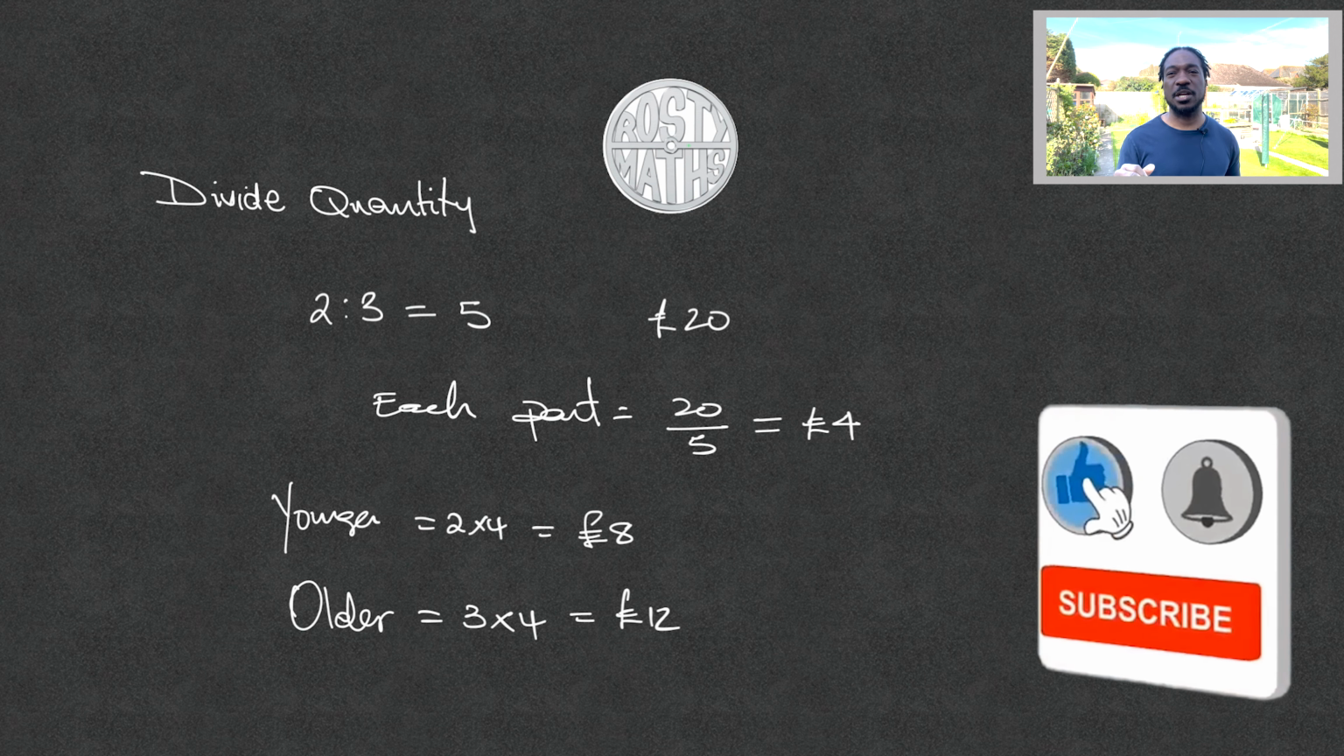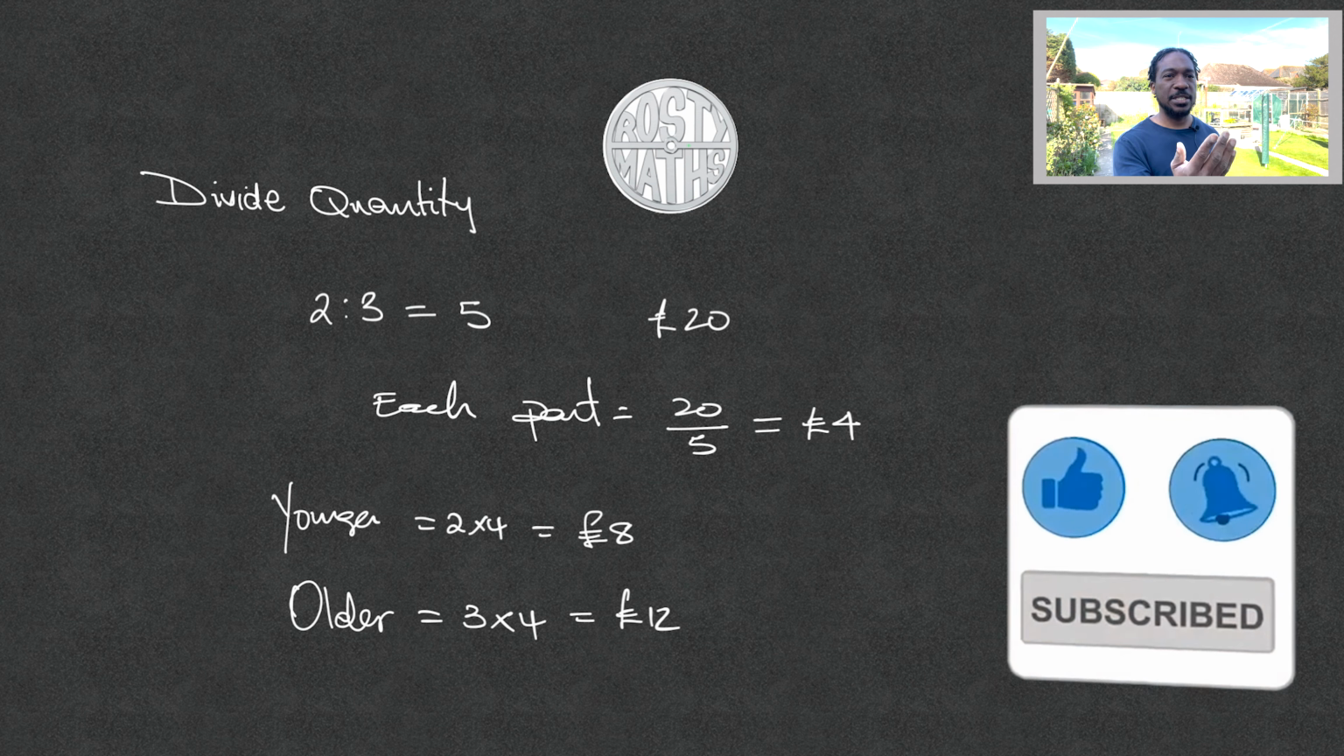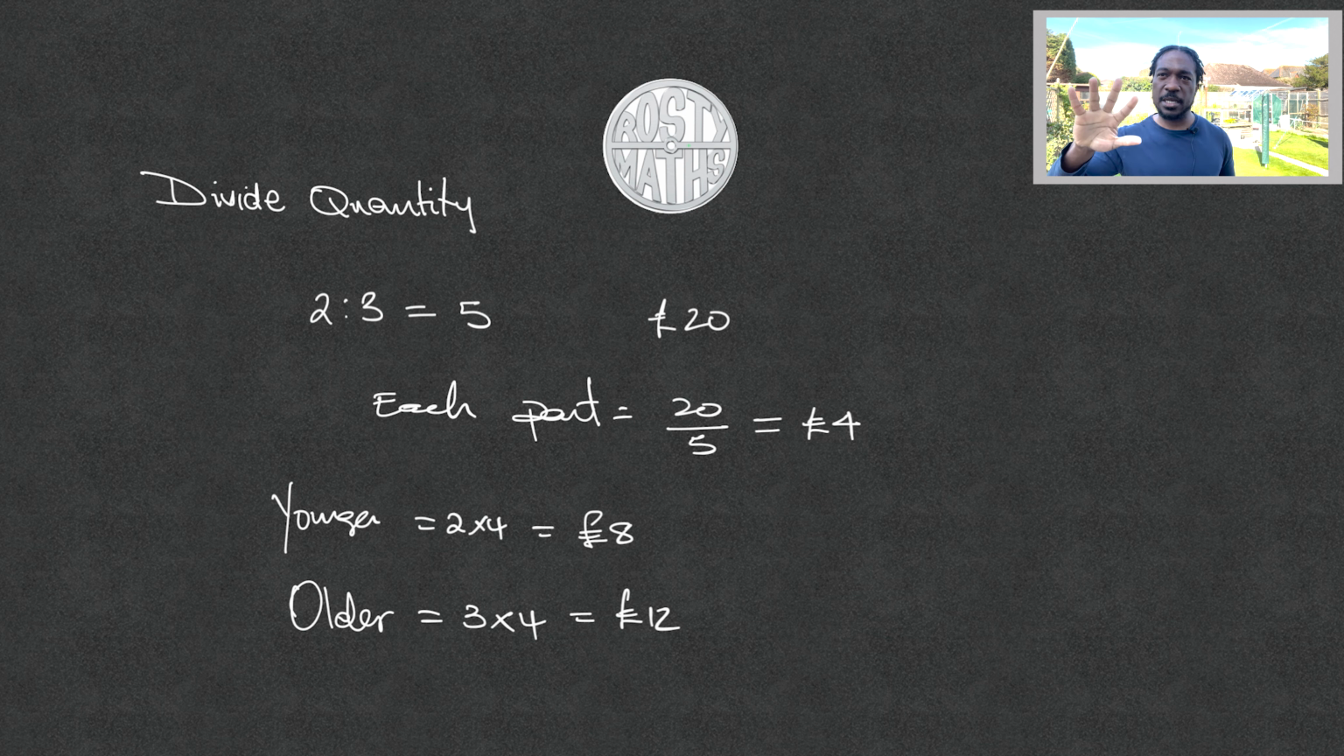So if you ever have to share a ratio, that's how you do it. You add it up, then you divide your amount by that to work out the value of each part of your ratio, and then you multiply to work out what each person gets. However, there's a couple of things you can also look at to make life really simple. For example, after I worked out the younger person's amount, I could have just subtracted that 8 from 20 to work out what the older person got, because at the end of the day it still needs to add up to £20, and that's what's important here. So I could have gone that way and life would have been great.